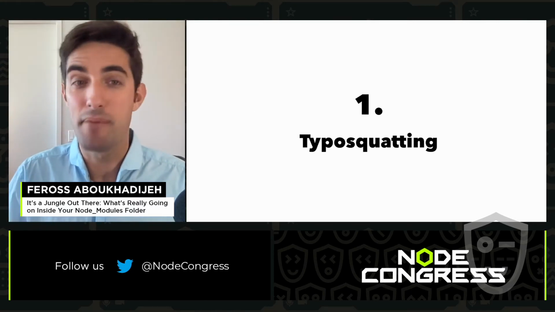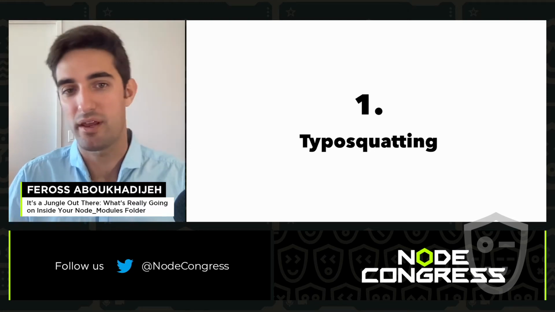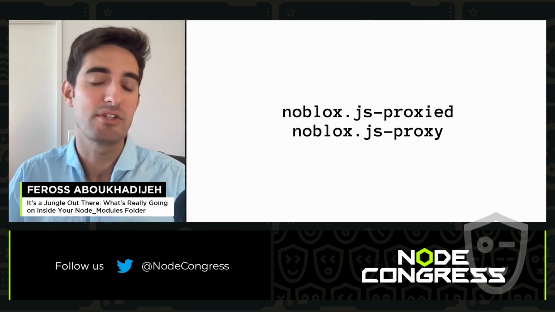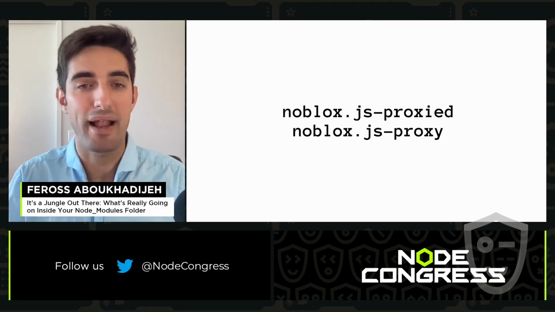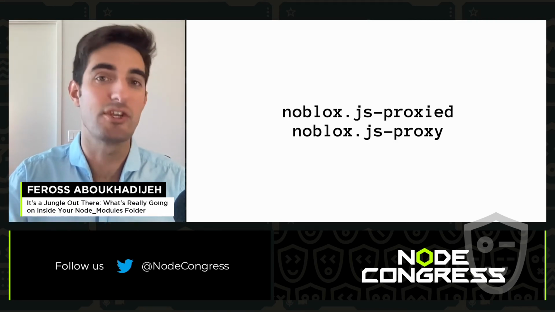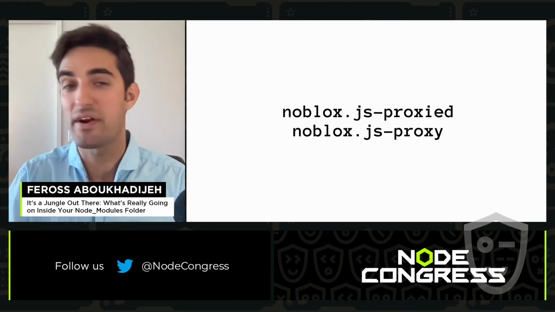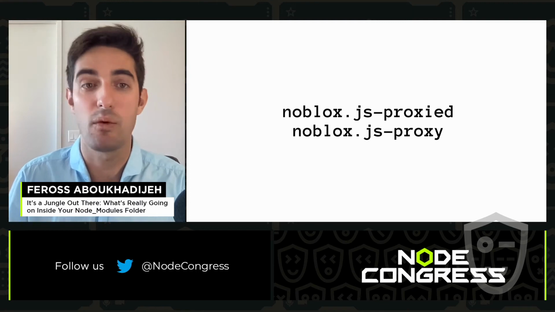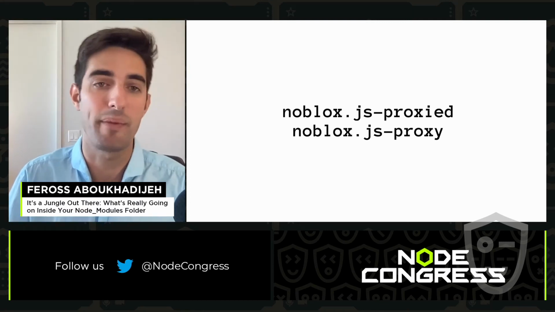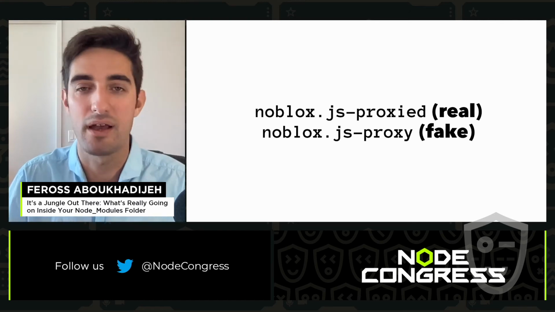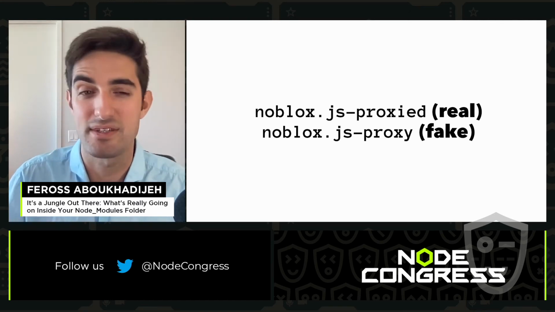The first and the most common attack vector is typo squatting. Typo squatting is when an attacker publishes a package which has a very similar name to a legitimate and popular package. And so you can see here, there are two packages with very similar names, and one of these is malware and one of these is the real package. But I would guess that it would be hard for you to know that without actually cracking open these packages to see what's inside.